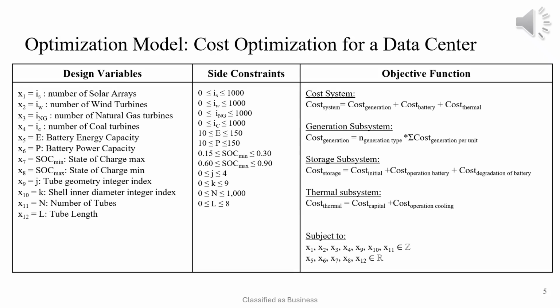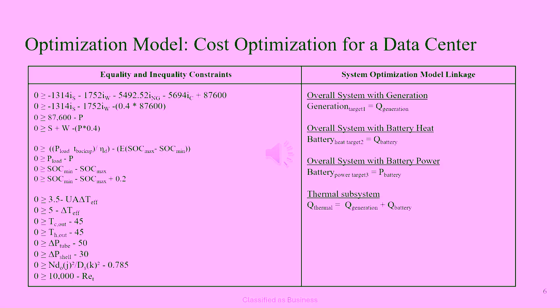The overall system objective function is to minimize the sum cost of the 3 subsystems. The cost for power generation comes from summing the unit cost of the energy production sources times the number of units. The energy storage cost is the sum of battery materials, energy during operation, and battery degradation. And finally, the cost for thermal management is the sum of the heat exchanger materials and pump operation.